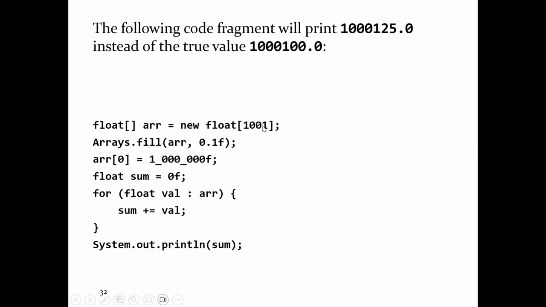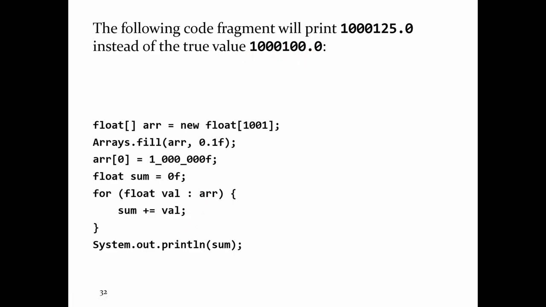So I'm going to take my array and put in 1,001 0.1s. And then at the beginning of the array, I'm going to replace the 0.1 with 1,000,000. So I'm going to compute the sum 1,000,000 plus 1,000 0.1s. 1,000 0.1s is 100. So the sum should be 1,100,000.